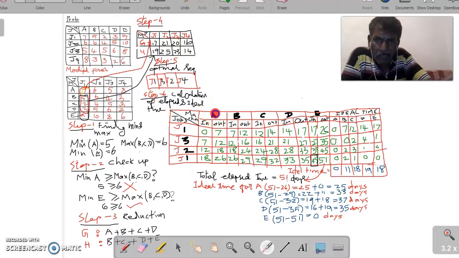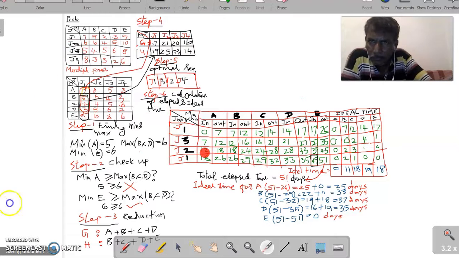Now for A machine, the in time is 0. Now go back and see how long it takes. J1 under machine A is 7. So 0 plus 7, 7 days. Now the in time is 7 days. Now J3 under A machine takes 5 days. So 7 plus 5, 12 days. Then 12 days is the incoming time. And what is the outgoing time?